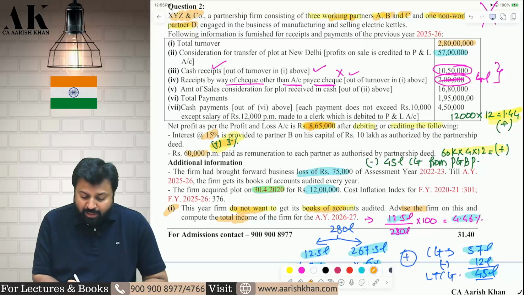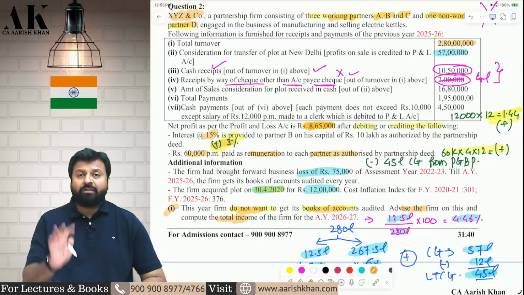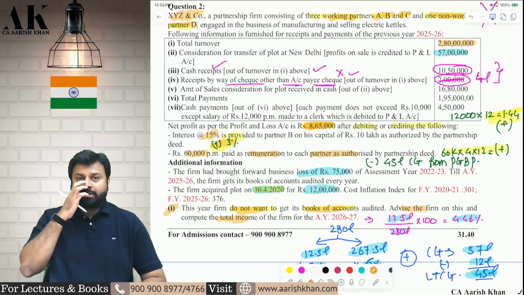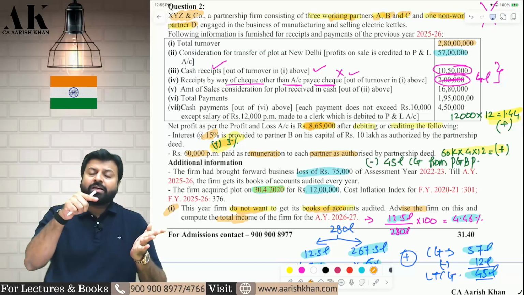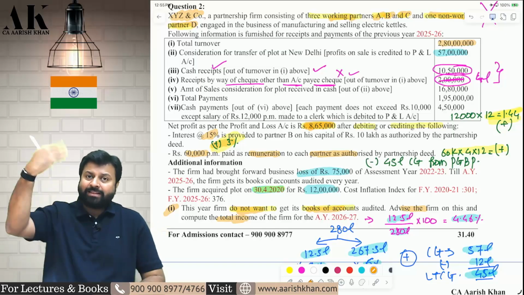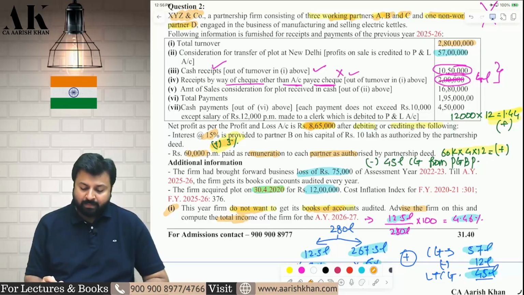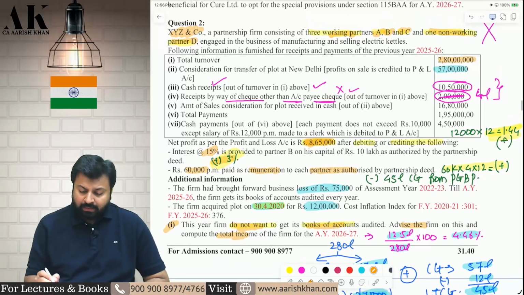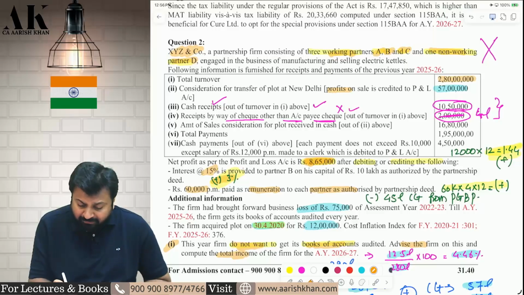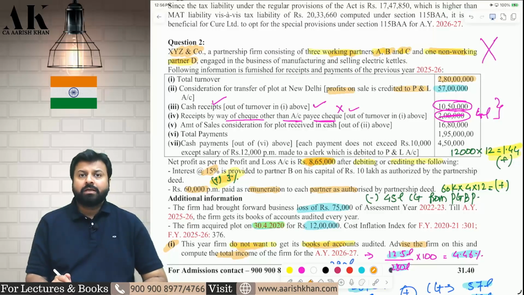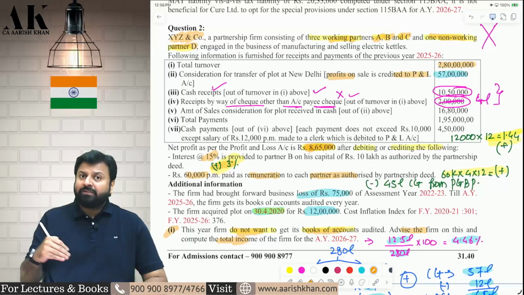Then 60,000 remuneration you are paying to all the partners. So there are 4 partners, to all of them you are paying remuneration. Add back entire remuneration. 60,000 into 4 partners into 12 months. Then what else to add back, sir? Third item, you have to reduce the profit. Capital gains you have credited to P&L. So reduce that 45 lakhs from P&L account.